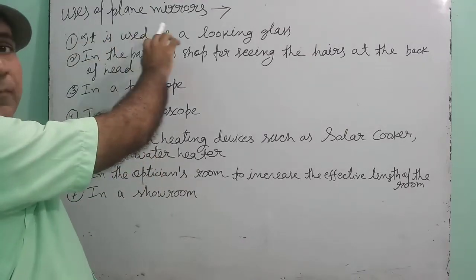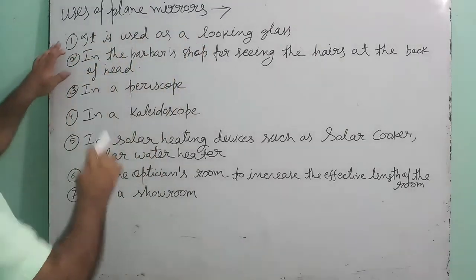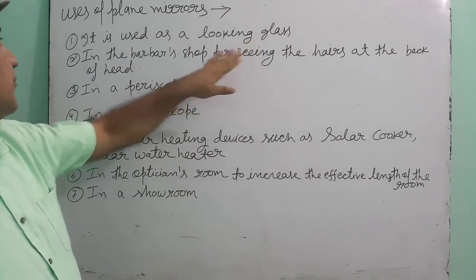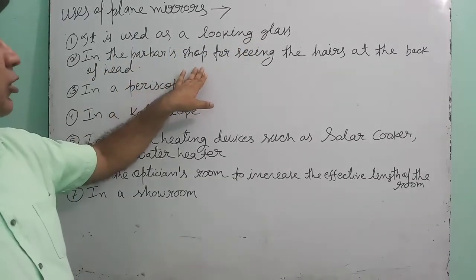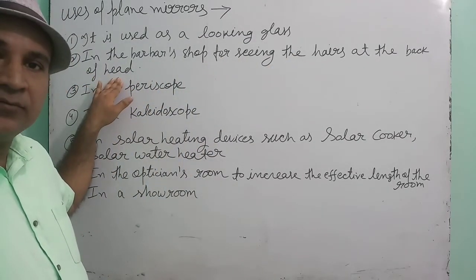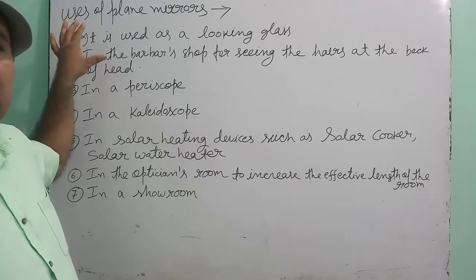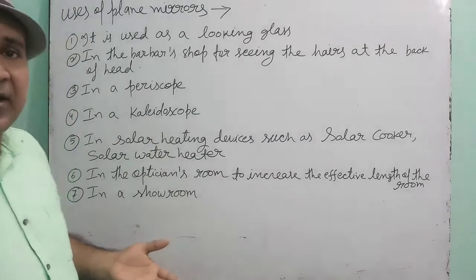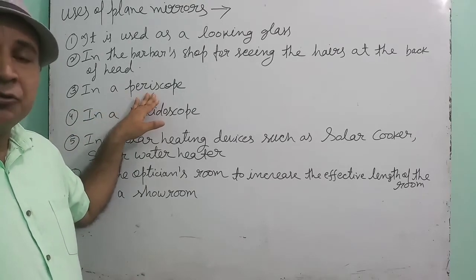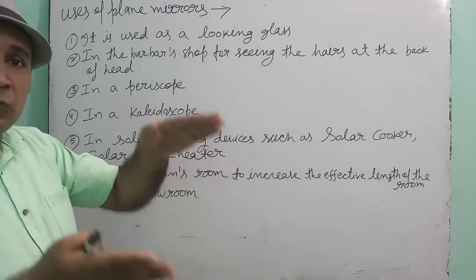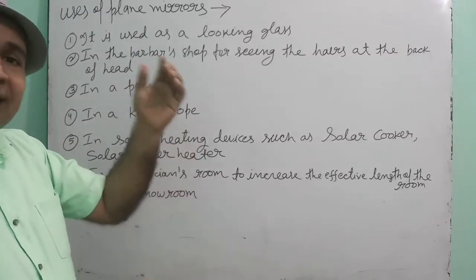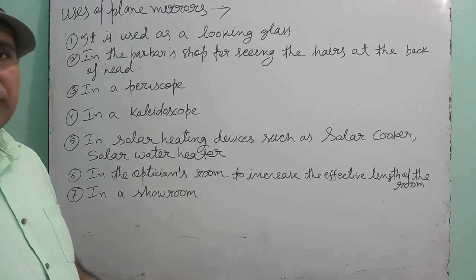Now, uses of plane mirrors. The first use, you can see the very common use. It is used as a looking glass in the barber's shop for seeing the hairs at the back of head. These two are the very common use that we see in our daily life. Next, it is also used in periscope. Two parallel plane mirrors are used, each inclined at 45 degree in the periscope.